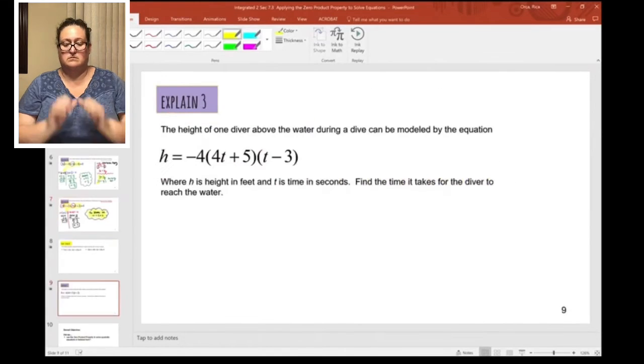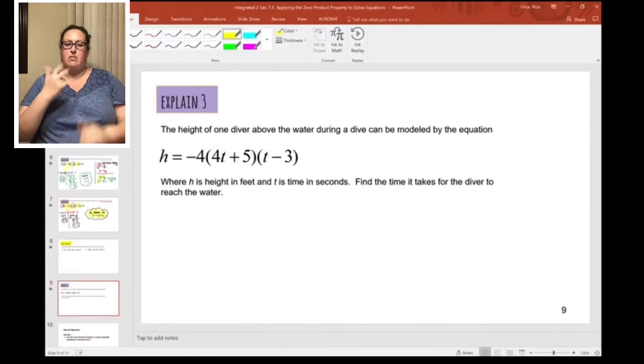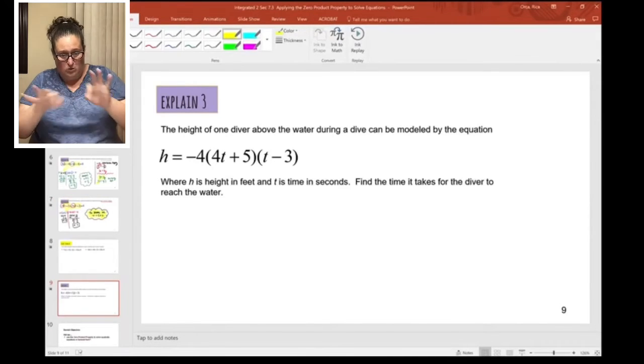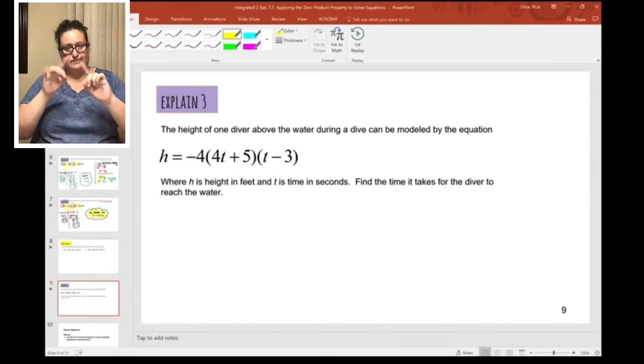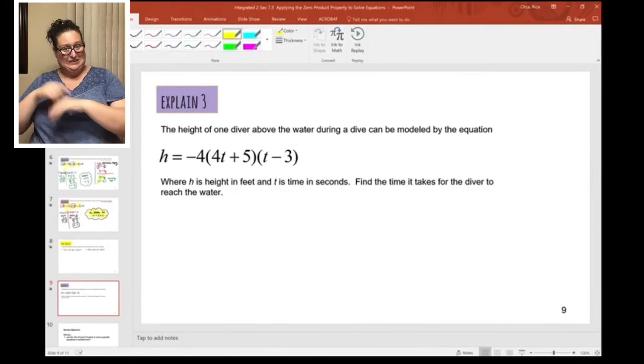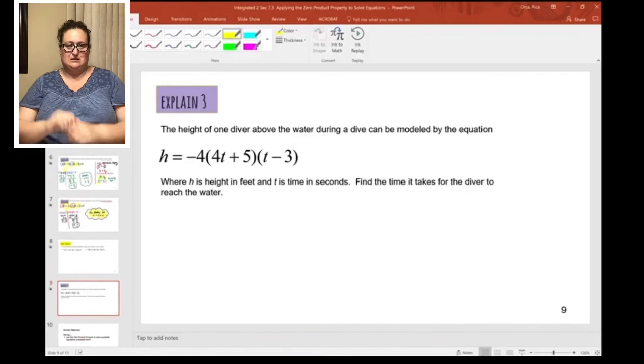Moving on, explain 3. The height of one diver above the water during a dive can be modeled by the equation h equals -4 times (4t plus 5) times (t minus 3), where h is height in feet and t is time in seconds. Find the time it takes for the diver to reach the water.